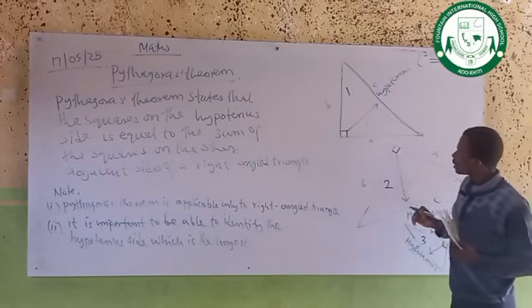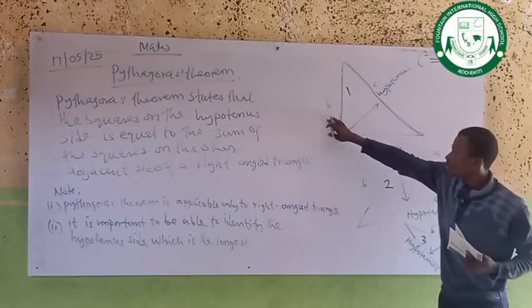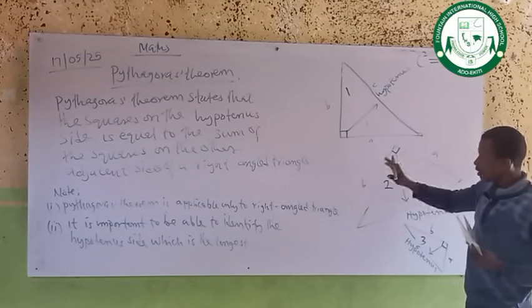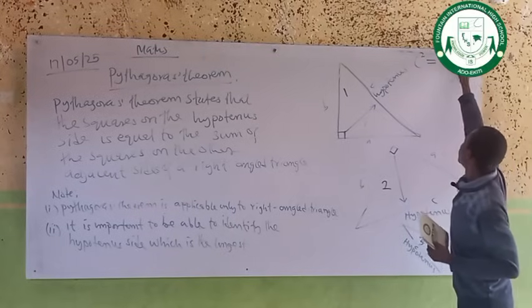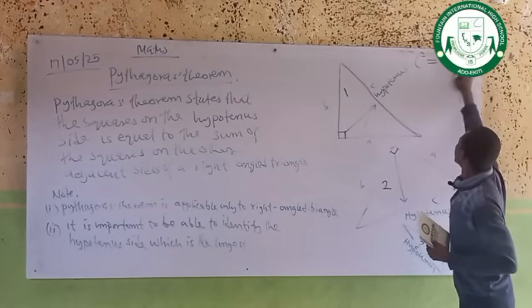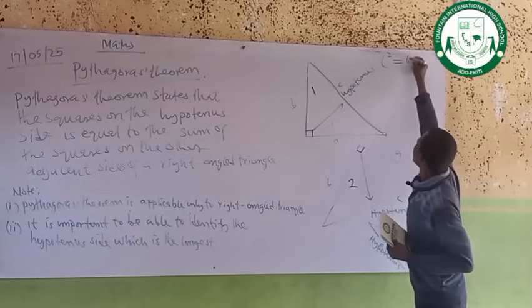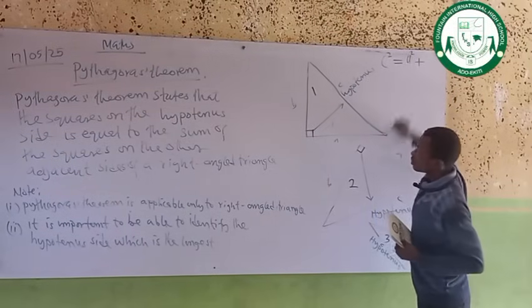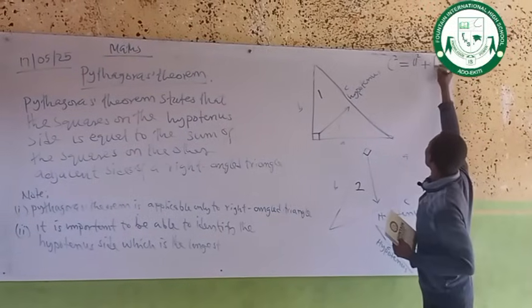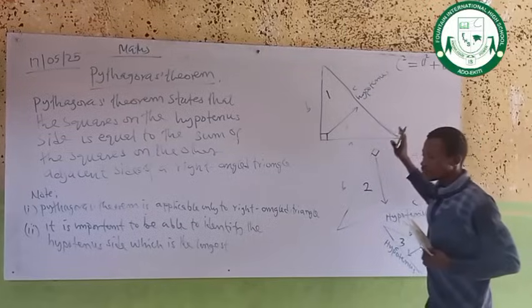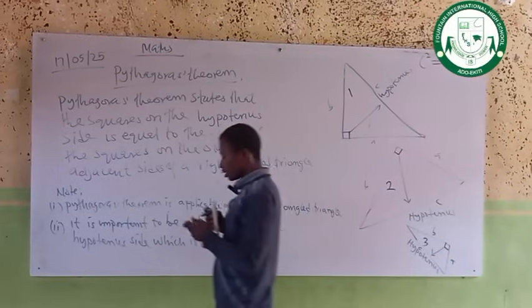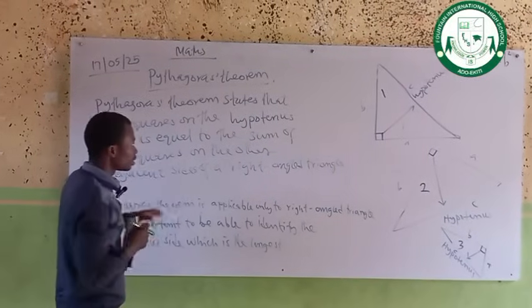Where are the other adjacent sides? A and B. So that sum will give me plus. The square on A is this, the square on B is this. This is all that the theorem is talking about.